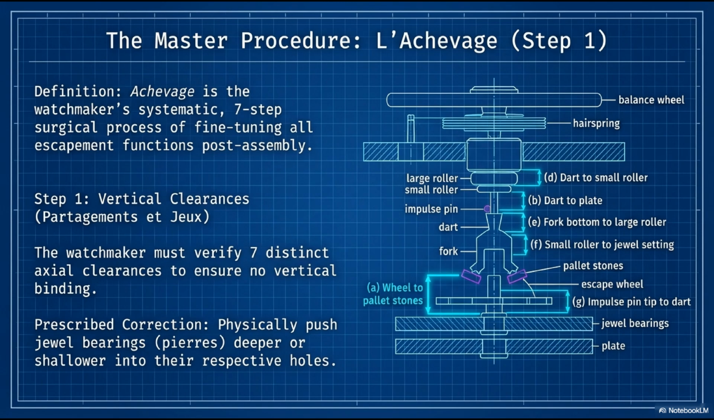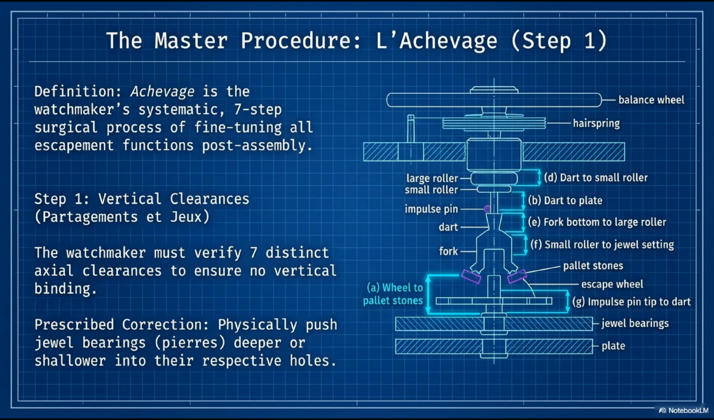The sequence is not arbitrary, earlier steps are prerequisites for later steps. Working out of order produces false results. Step 1. Verify all 7 axial clearances, vérifier les jeux axiaux A through G. This is a vertical stack audit. All clearances between components along the balance staff axis and the pallet staff axis must be positive. No 2 components can contact each other axially under operating conditions or shock. The diagram shows the complete stack from plate to balance wheel, with each clearance labeled A through G.